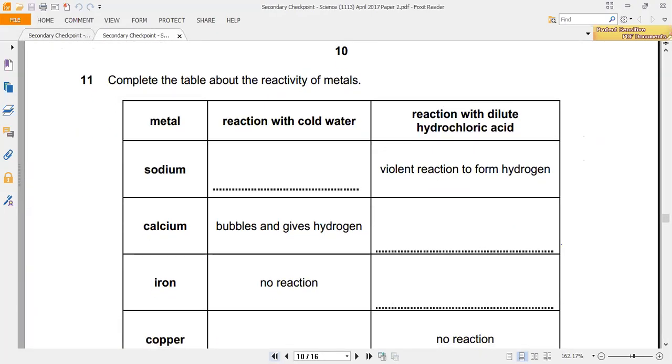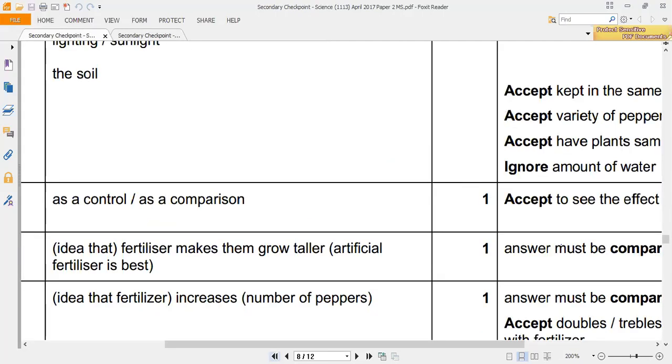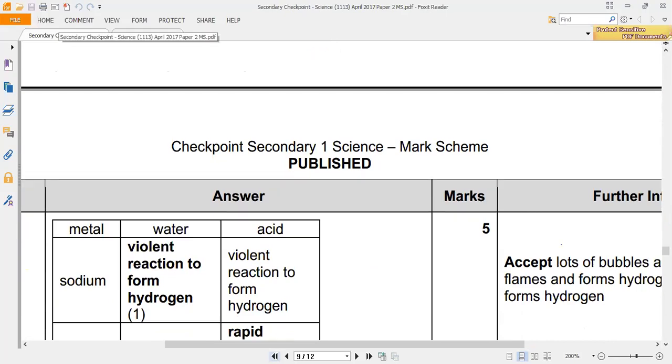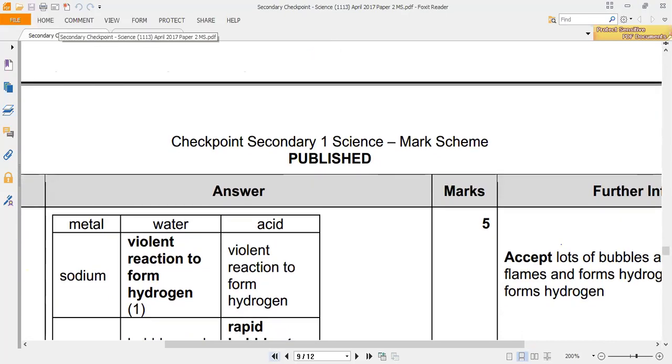Question number 11. Complete the table about the reactivity of metals. Sodium, the metal, then the reaction with cold water, reaction with dilute hydrochloric acid. Sodium, reaction with cold water, it's very, very active. So it will react, okay? It will be a violent reaction and will also form hydrogen. It's very strong, okay? Here is the table.